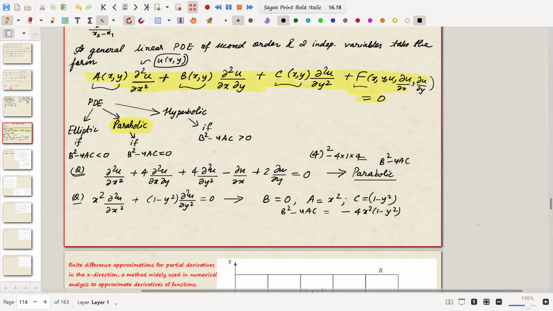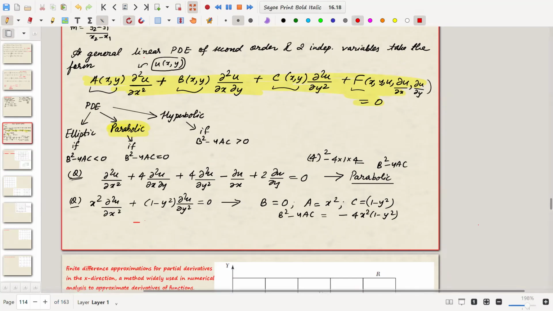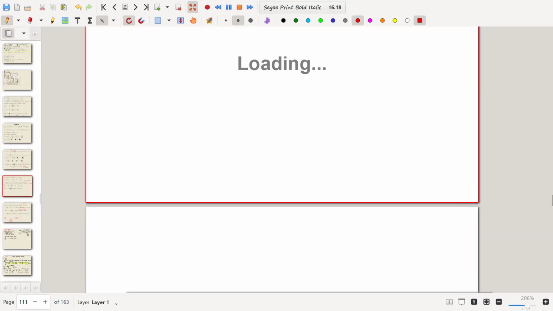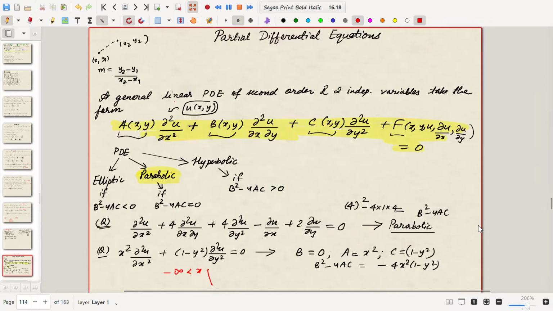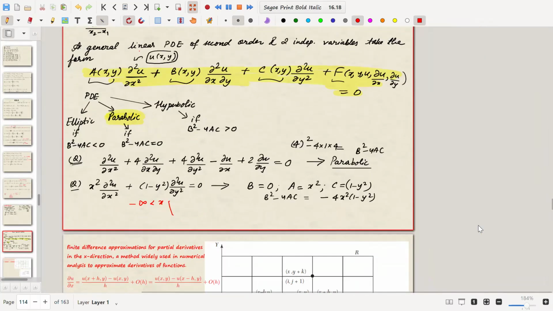Okay. Yeah, I forgot to give one condition. The condition is x can be in this range. x can vary from minus infinity to infinity. y can vary from minus 1 to 1.